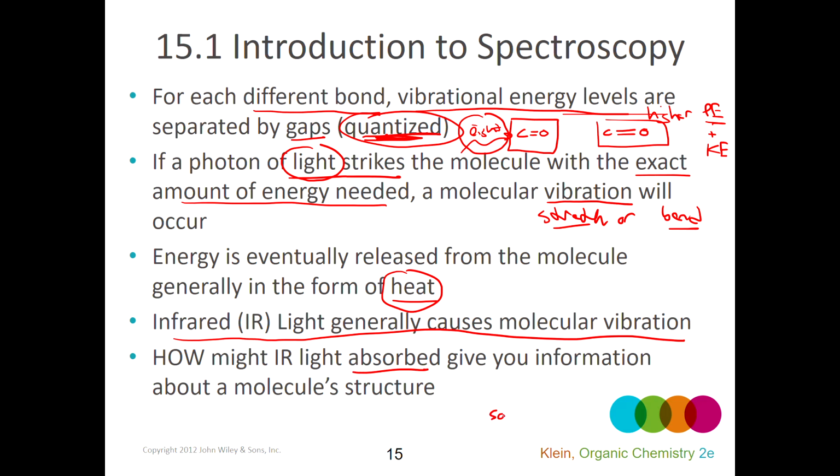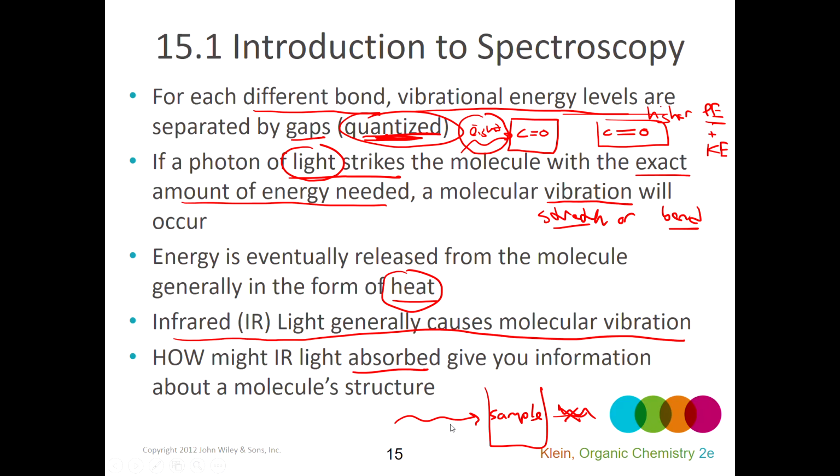So when I have my sample and I shine light at it at a specific wavelength, if that light gets absorbed and nothing comes out the other side, that tells me that that structure, that molecule, must have had a certain type of bond that absorbs that specific wavelength of light.